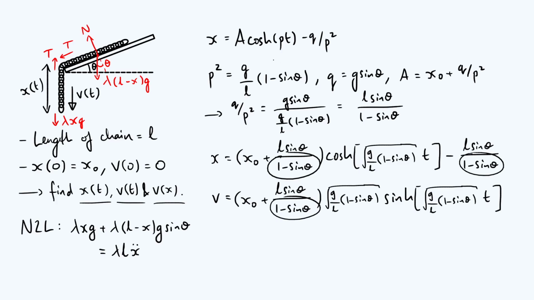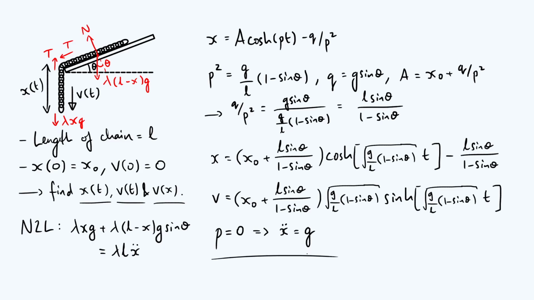If you look back at the definition of p squared, you can see that p is only 0 if sine theta equals 1. And so the conclusion of all this is that as the table becomes vertical, p becomes 0, and our differential equation doesn't work anymore. In fact, when p becomes 0, in other words, sine theta becomes 1, or theta becomes 90 degrees, your differential equation just reduces to x double dot is equal to g. In other words, the entire chain is in free fall, which makes a lot of sense if it's just vertical and not in contact with the table. So those two limiting cases of theta do make physical sense.